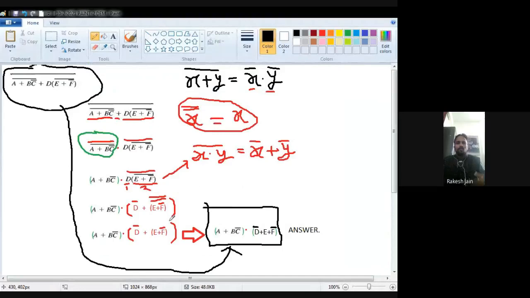We are able to solve any complex expression with the help of Boolean rules, and take any complex logic diagram and simplify it into a simple Boolean expression.